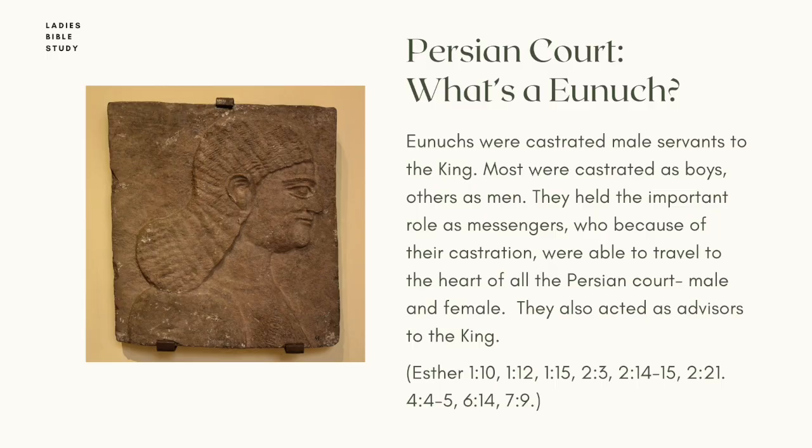A eunuch is a castrated male servant of the king. From what I read and listened to, these eunuchs were usually castrated as boys. So they would have had higher voices. They would have had bodies that don't look very manly. But some of them willingly became eunuchs as men. So some look like men. But they held a really important and influential role in the court in that they could be messengers to the very hearts of every part of the royal palace.